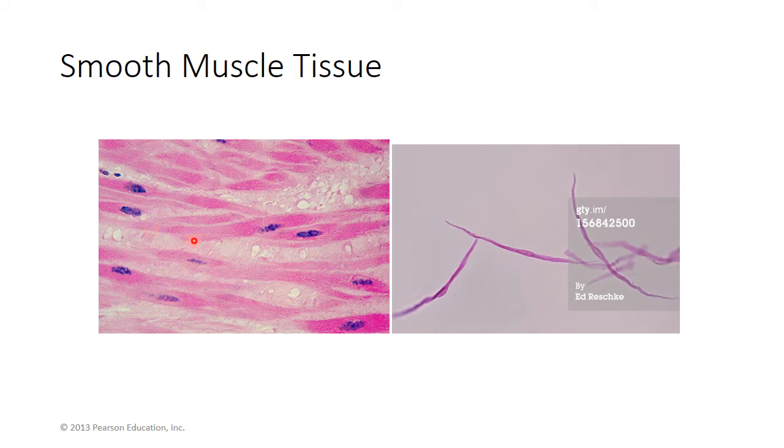So as you look at them, little spindly shaped cells, no striations, no stripes. There's the central nucleus. And if I pull this apart and tease it, that's what it looks like, teased, kind of pulled apart. You can see the nucleus right there in the middle. And that's smooth muscle tissue.